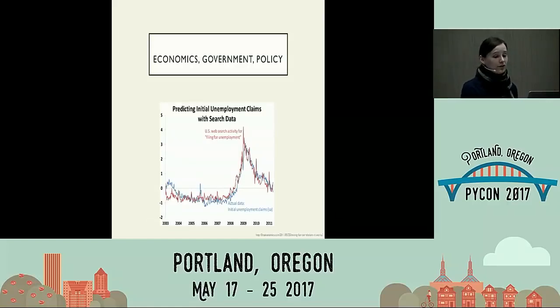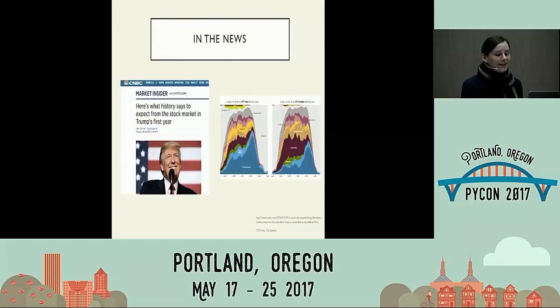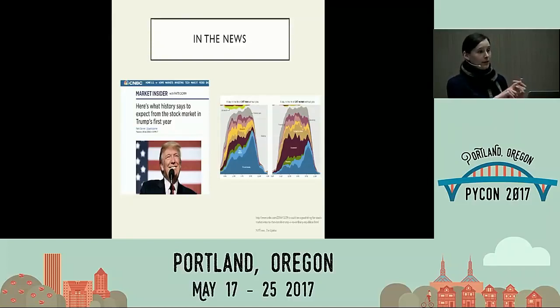All these government actuarial type people, they're actually time series people. And finally, in the news, many news stories you see that are about what's going to happen are actually about time series. There was a lot of press once Donald Trump was elected saying what's going to happen to the stock market, looking at what happened in the stock market when past presidents were elected, and then specializing: what happens when Republican presidents win, or when pro-business candidates win?